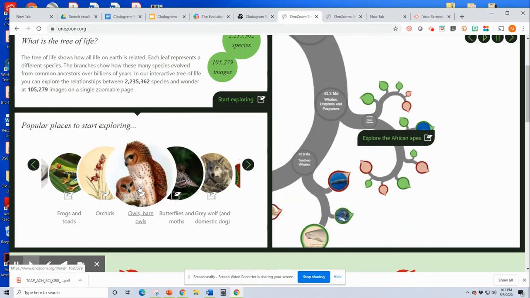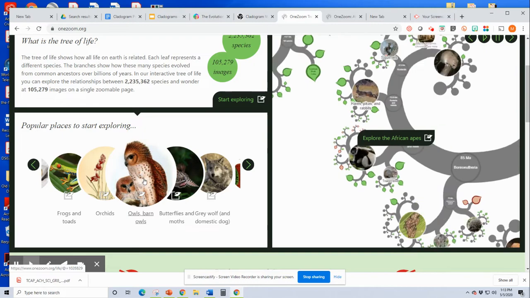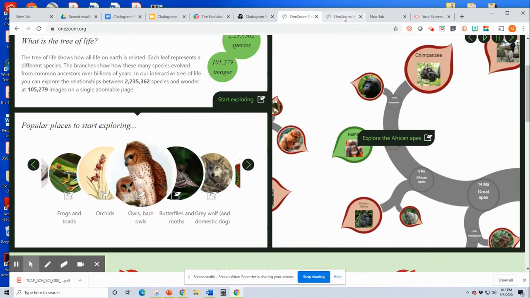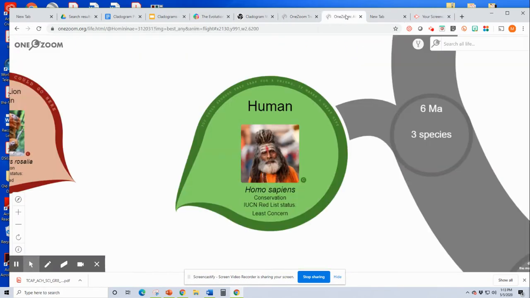But I wanted to start the lesson with this because I wanted to show you where you are on the tree of life. The way they have this designed, every leaf represents a species. So we are the human species, and we have our own leaf. On this website, the color of the leaf also shows you whether or not that particular species is on the endangered species list. So you notice we're good.